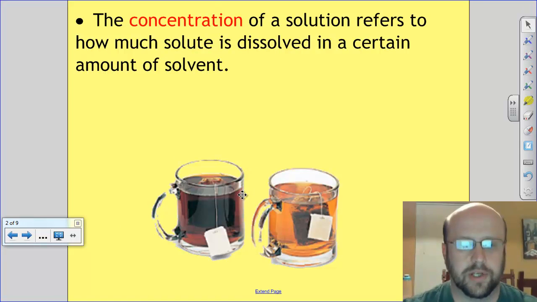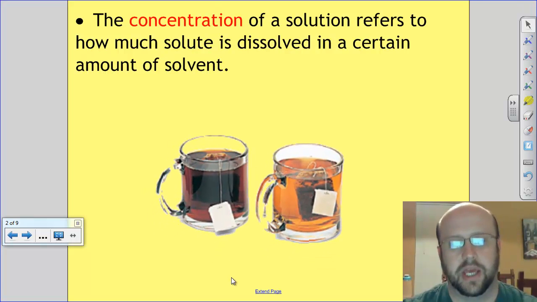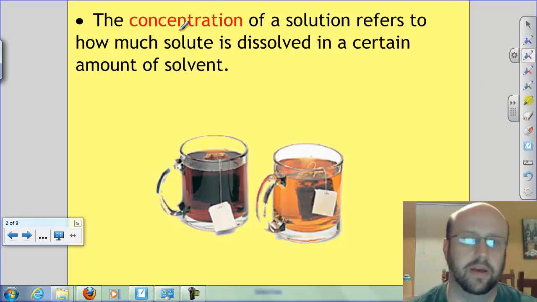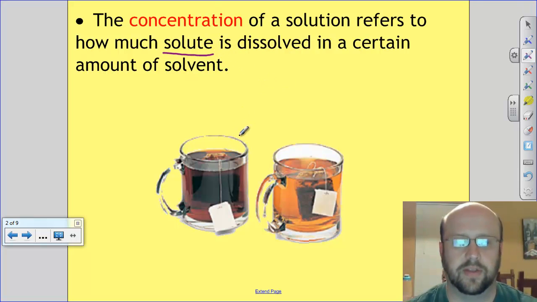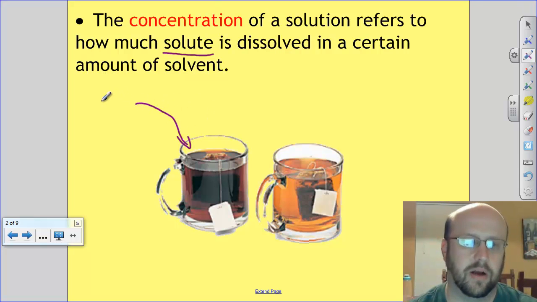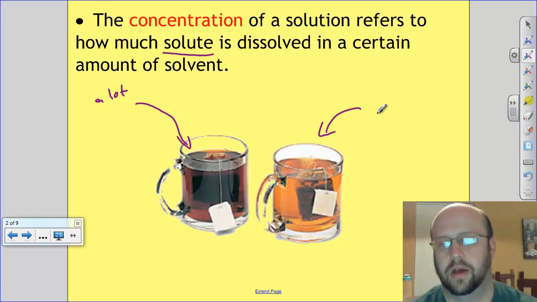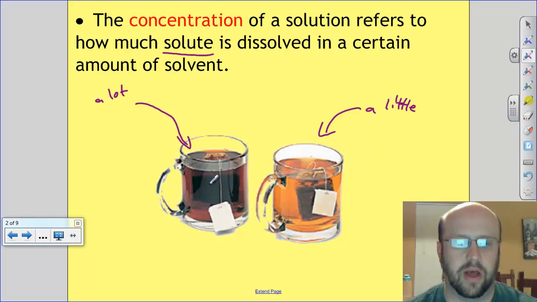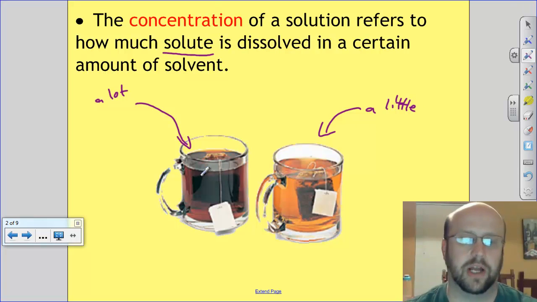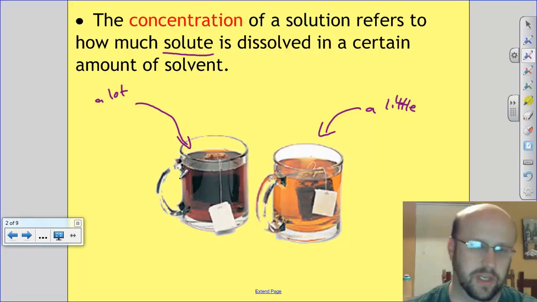So what is concentration? Basically, concentration is how much stuff, stuff being the solute, so remember the solute is the stuff that gets dissolved. So it's how much stuff is dissolved in the solvent. And so, like if we looked at these two teacups, this would be a lot, and this would be a little. Now what's the stuff in this case? The stuff is tea from the tea bags dissolving into the water. And we've got a lot more in this one than we do in this one because this one is a lot darker. A lot more stuff has dissolved into that.